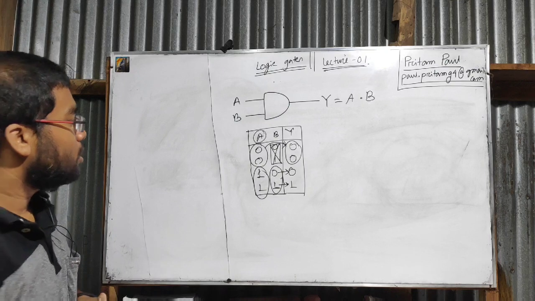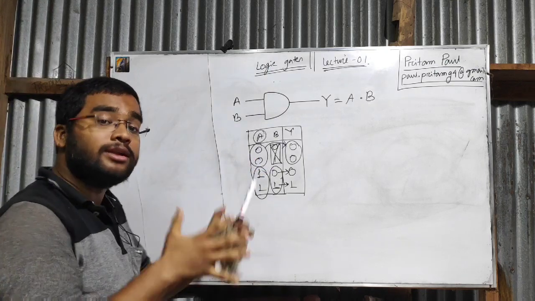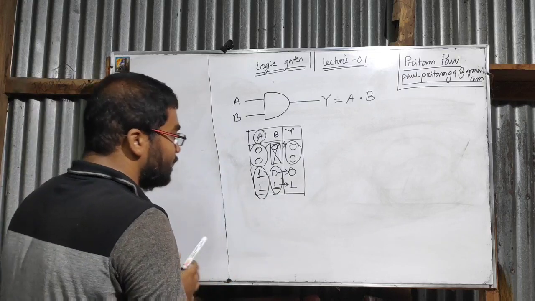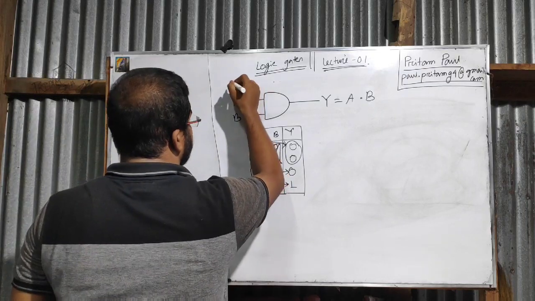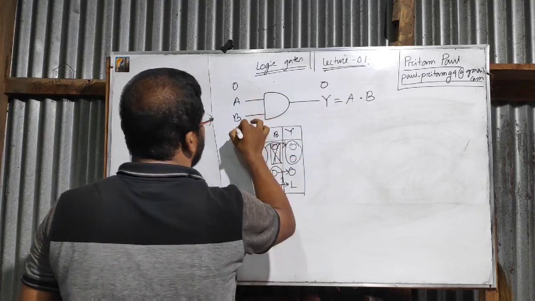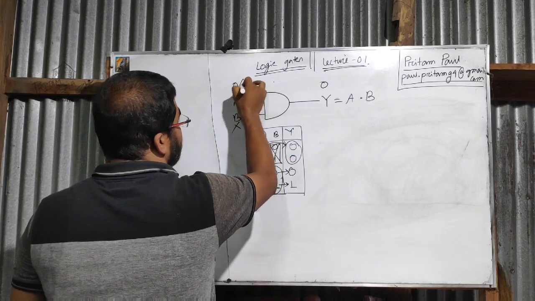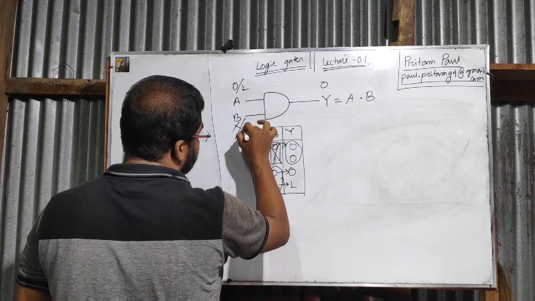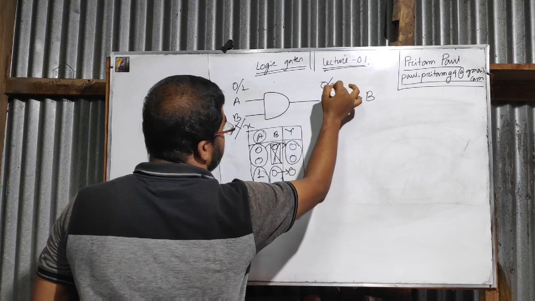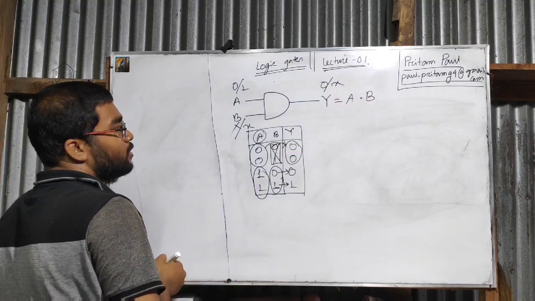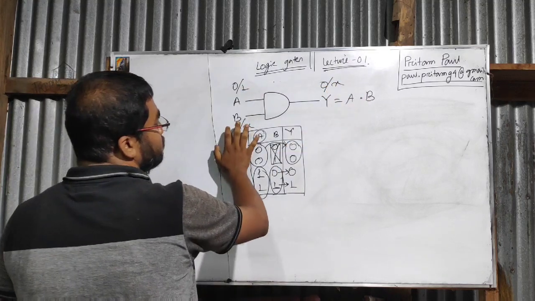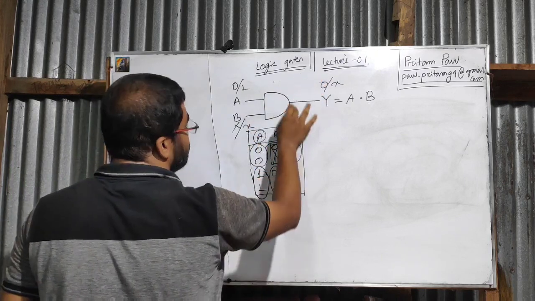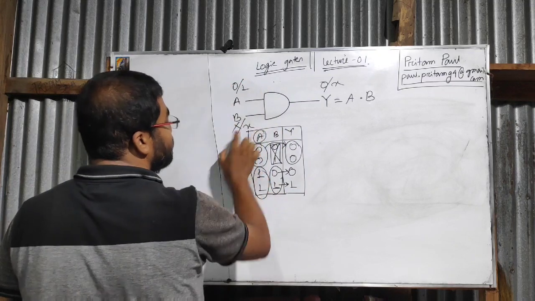Clear? So this is all about the AND gate, how it is represented in programming, how it will be implemented, or what the idea actually is. If A is 0, output is 0, we won't check B. If A is 1, the output depends on B. Got it? If A is 0, we won't check for B, directly we will go to the output section and we will print 0. If A is 1, then we will check for B.